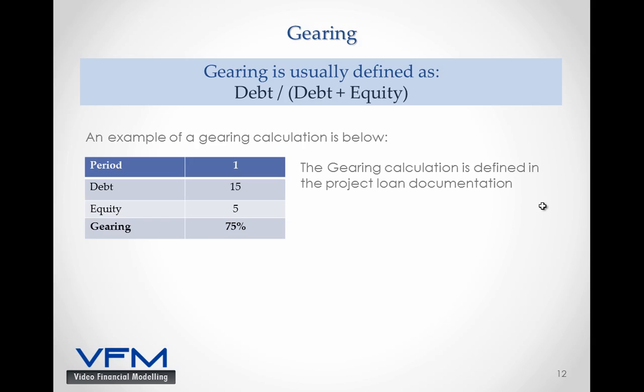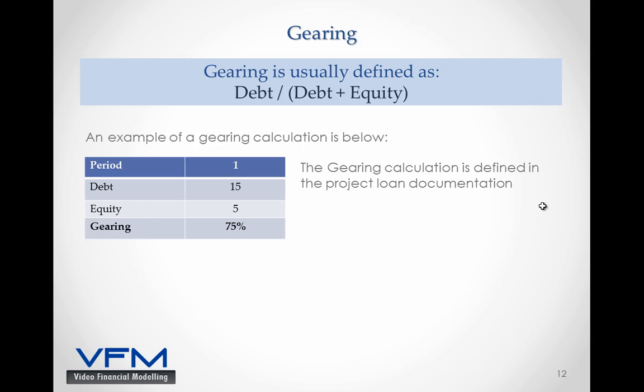So in this example, it says debt is $15, equity is $5. What is the gearing? Okay, so the gearing is simply going to be your $15 divided by the aggregate of debt plus equity. So in this case, it's going to be 15 divided by 20, which is 75% gearing.